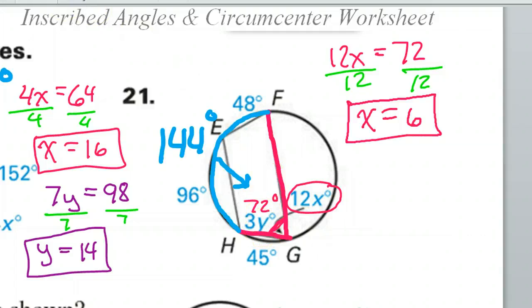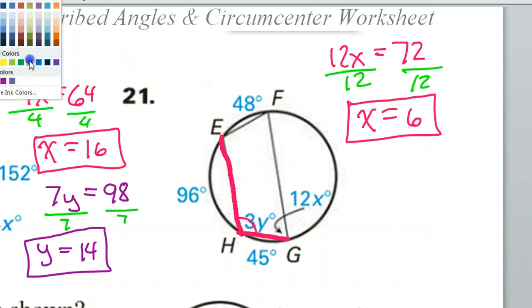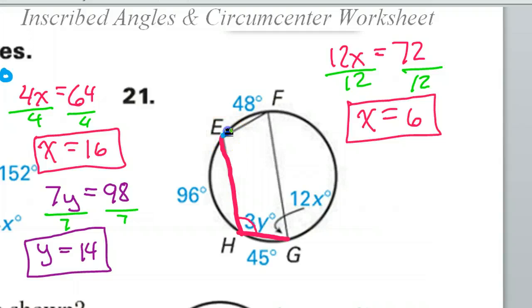Now let's go back and find y. Okay, so if I'm talking about y, now I'm talking about angle H, because that's where the 3y is. Alright, so let me just really highlight it. So here's angle H, like this. Okay, now look at the intercepted arc. Alright, it goes from here to here.